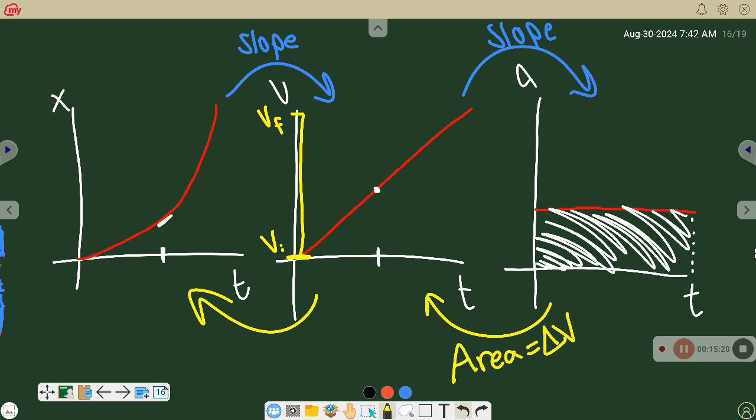And that trend continues. If we found the area under the velocity versus time graph, that would tell us the total displacement or change in position of our object. Okay? So it's kind of like a ladder. We can go up the ladder by finding the slope. We can go down the ladder by finding the area.